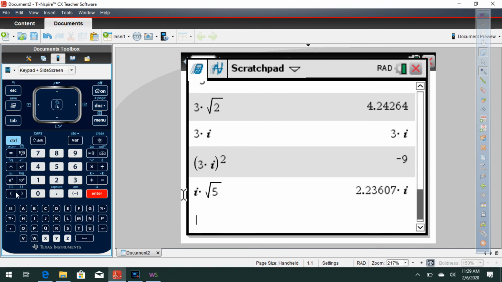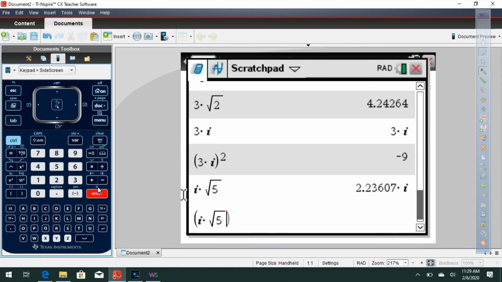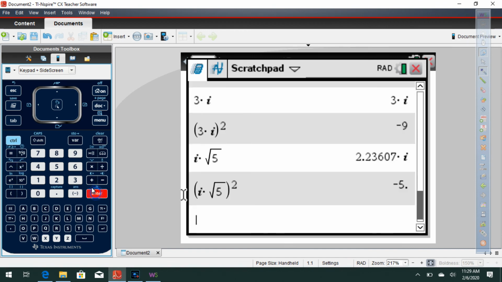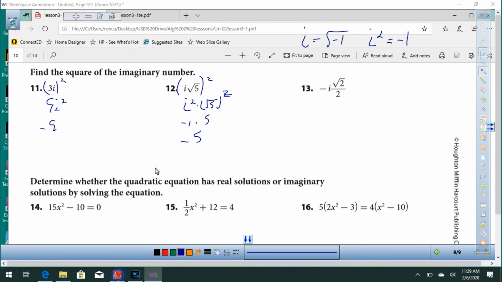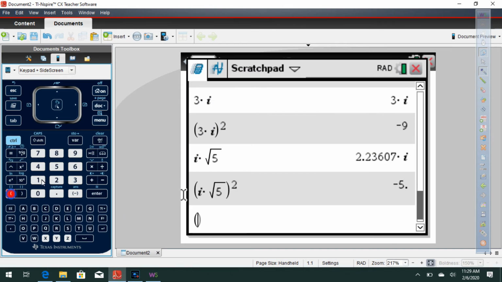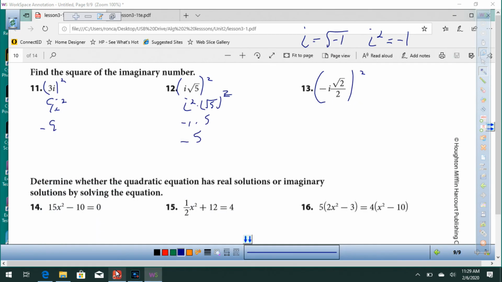What did I do wrong? I didn't square it. Negative 5. And there we go. Well, what if we square this? Let's try that. Open parentheses. And then what do we got?